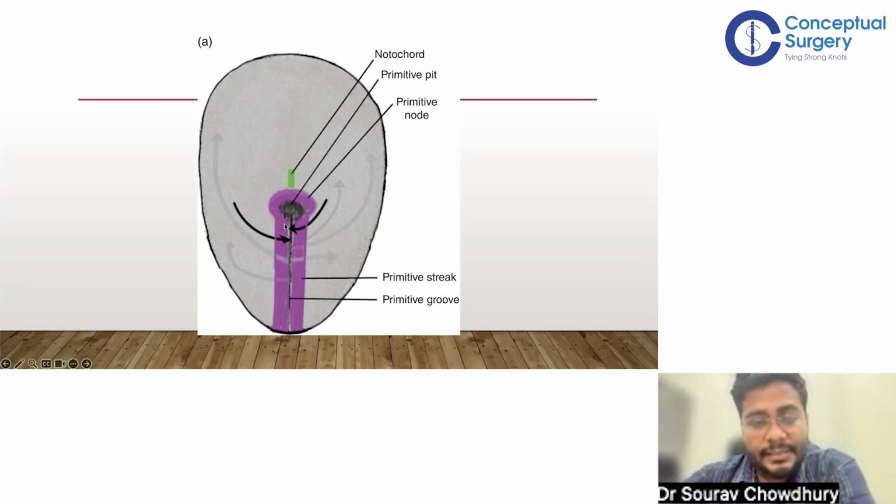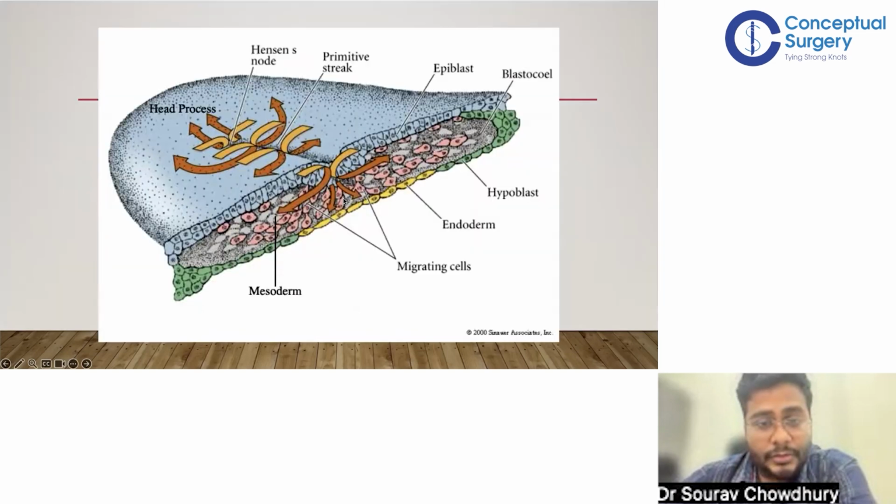The epiblast cells now jump inside this primitive pit, and the cells enter in between the epiblast and the hypoblast layer. You can see the epiblast cells enter the primitive pit and enter between these two layers. These cells finally form the future mesoderm. So this epiblast will form the ectoderm, then there is the mesoderm, and then there is the endoderm, that is the hypoblast cells.